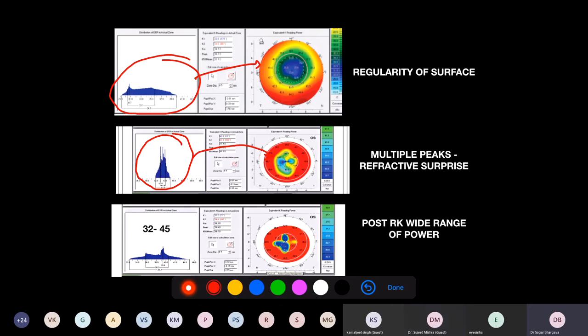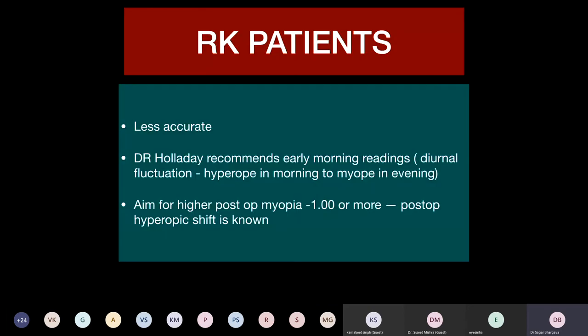Now look at this post-RK patient. Remember one very important point: though I told you that they have a small area of flattening, in that area of flattening also, they can have a wide range of power, right from 30 up to 45, 50. Which zones you need to take will depend on the pupillary diameter and the areas where the K is high. We'll see that. One thing to remember is that in RK in general, the accuracy is lesser than in post-LASIK patients.